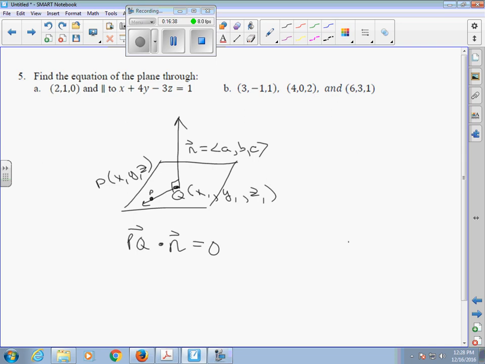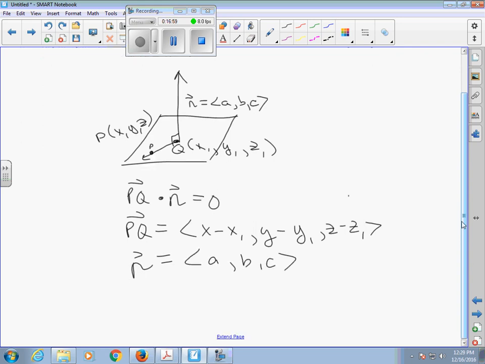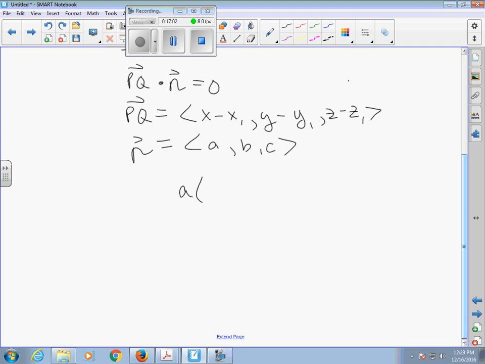Therefore, if we dot the two of them, first off, PQ is going to be x minus x1, y minus y1, z minus z1. And then N is, I'm just rewriting for clarity, A, B, C. That is the normal vector. If we dot that, that would be the components multiplied by each other, plus the components multiplied by each other, plus the components multiplied by each other. And since they're orthogonal, the dot product equals 0.